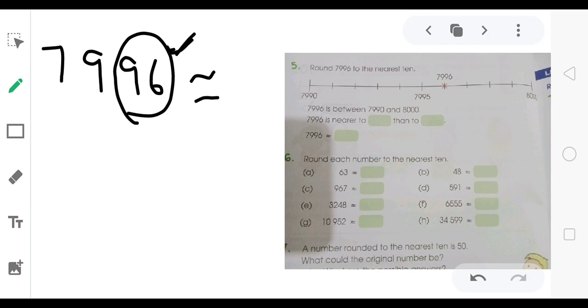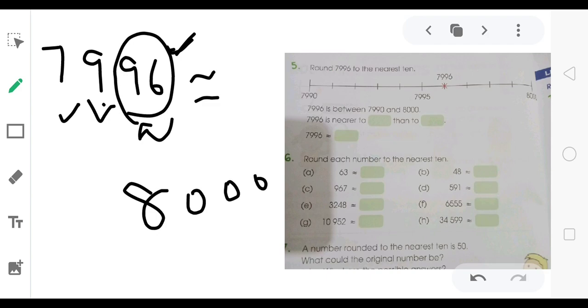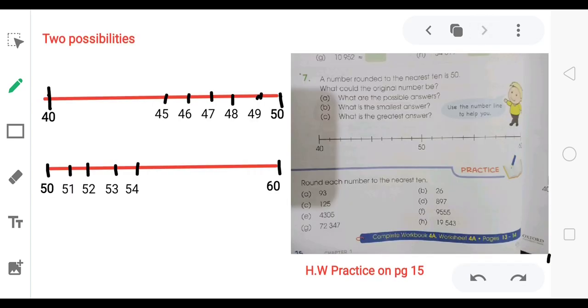So what does it mean? It means that 90, here 9 is 90. It means that it pushed 90 to other tens, that is 100. Because 96 lies between 90 and 100. So when the 100 comes over here, this one becomes 1000 and the last one became 8000. So what does it mean? It means when you will round 7996, it becomes 8000. Is it clear?